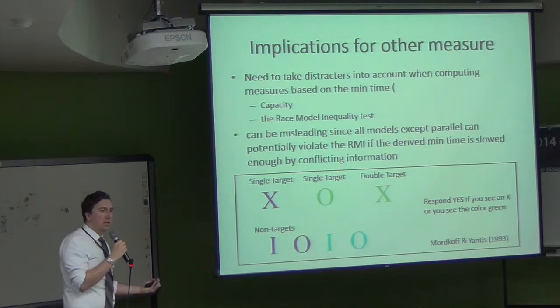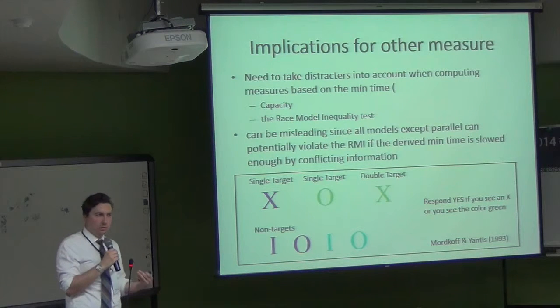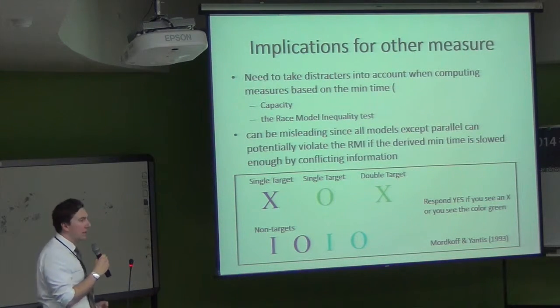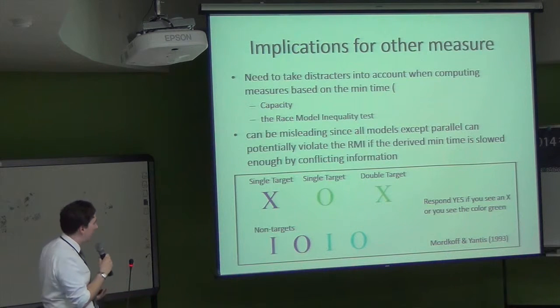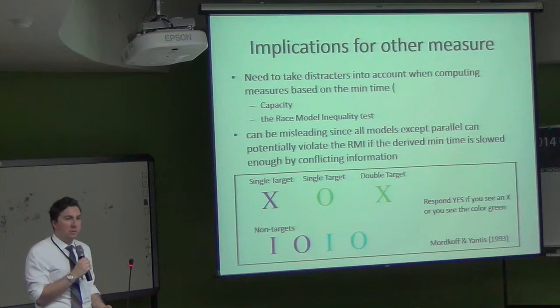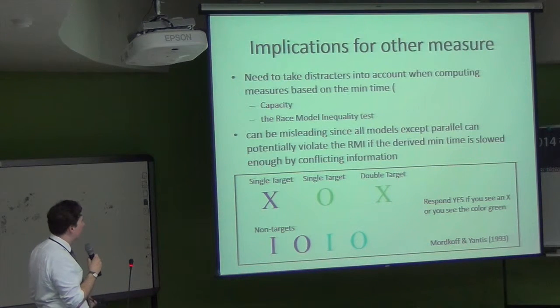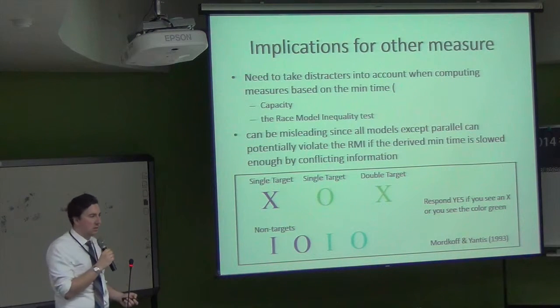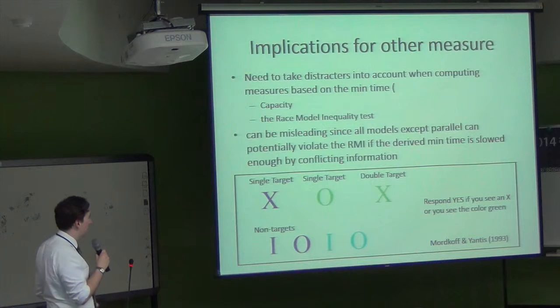So if you want to compute the race model inequality, you need to take into account the idea that whenever you've got this conflicting information, that derived minimum time can actually slow down. So any of those models, depending on the rate of processing of that distracting information, might be able to violate the race model inequality. And I think Jim used similar ideas to this to show that a serial exhaustive model could in fact violate the race model inequality.